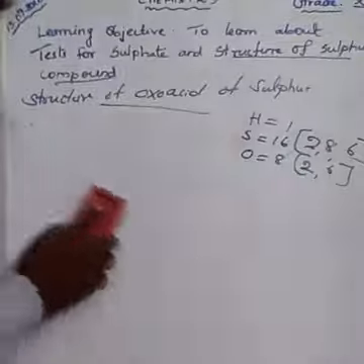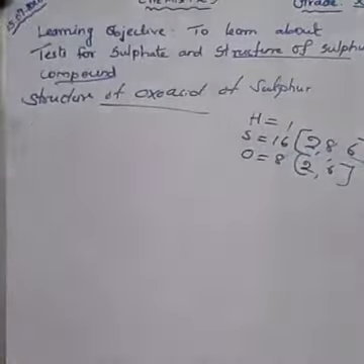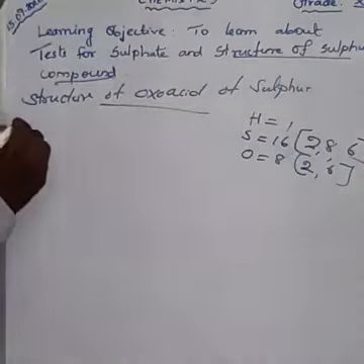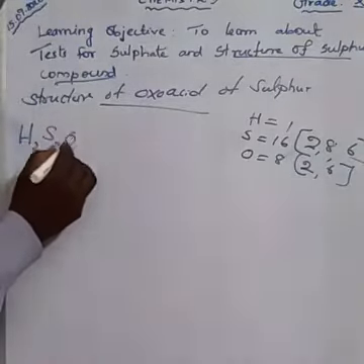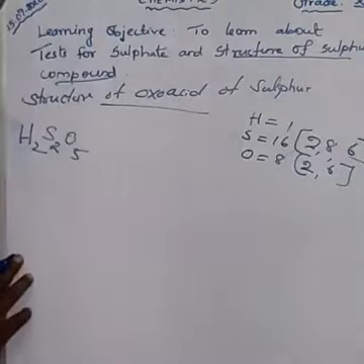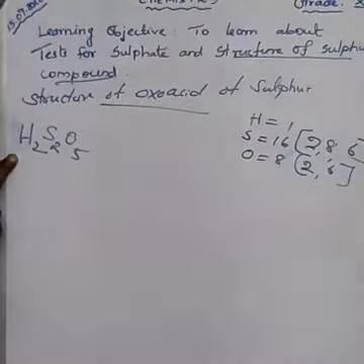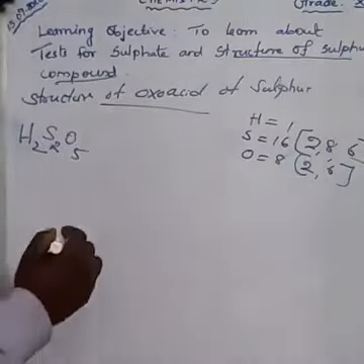Disulfurous acid. The formula is H2S2O5, otherwise called pyrosulfurous acid. How can you draw? How much hydrogen? 2 hydrogen. How much sulfur? 2 sulfur. How much oxygen? 5 oxygen.